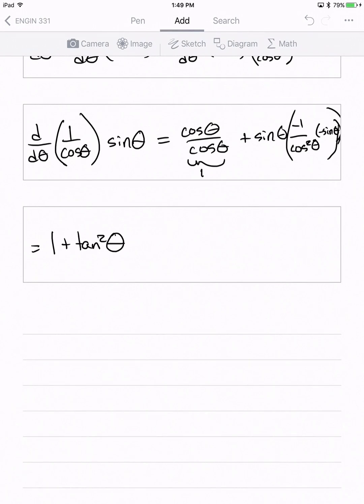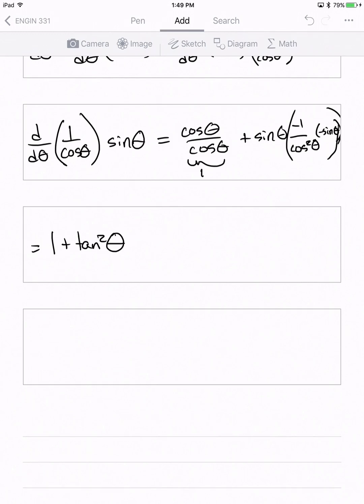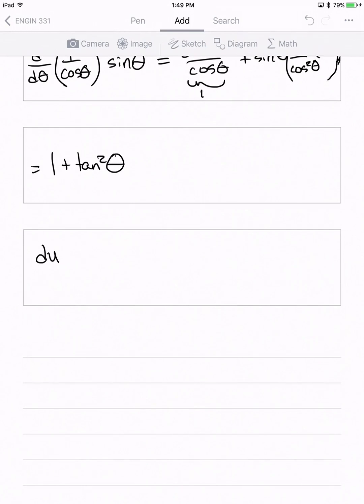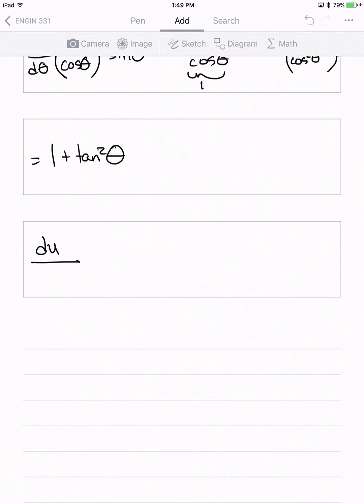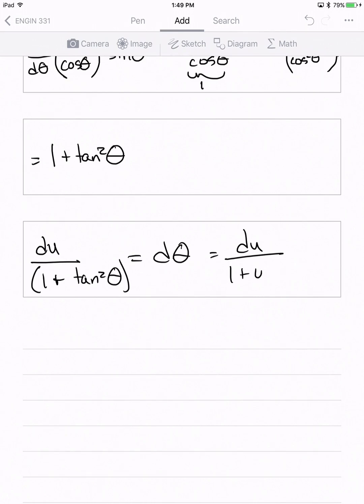Now remember, I was writing that as the derivative of u with respect to theta. So du divided by 1 plus tangent squared theta is equal to d theta. Remember, tangent theta is u, so that's also equal to du over 1 plus u squared.